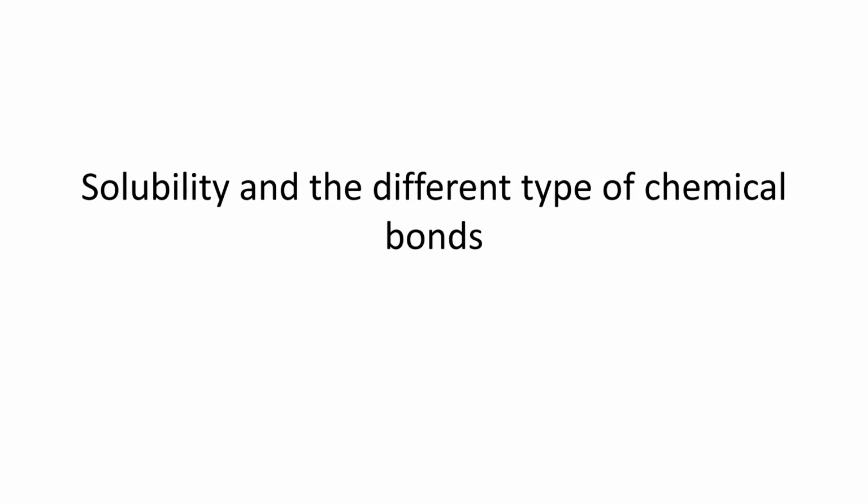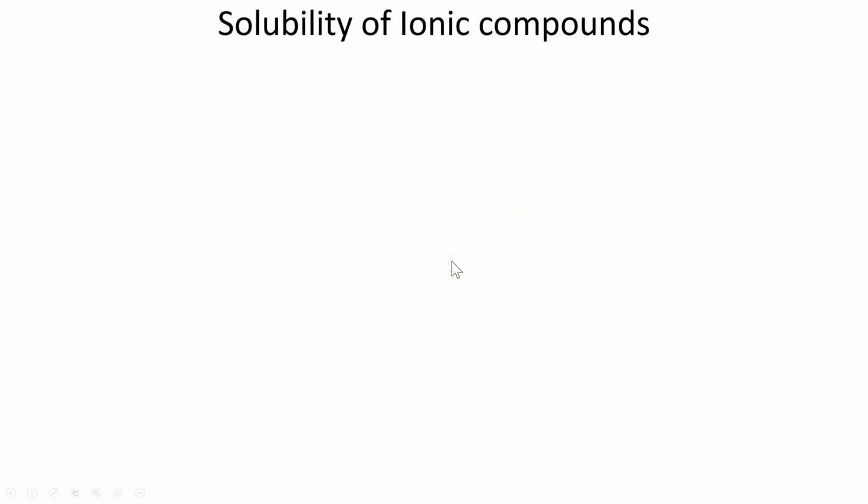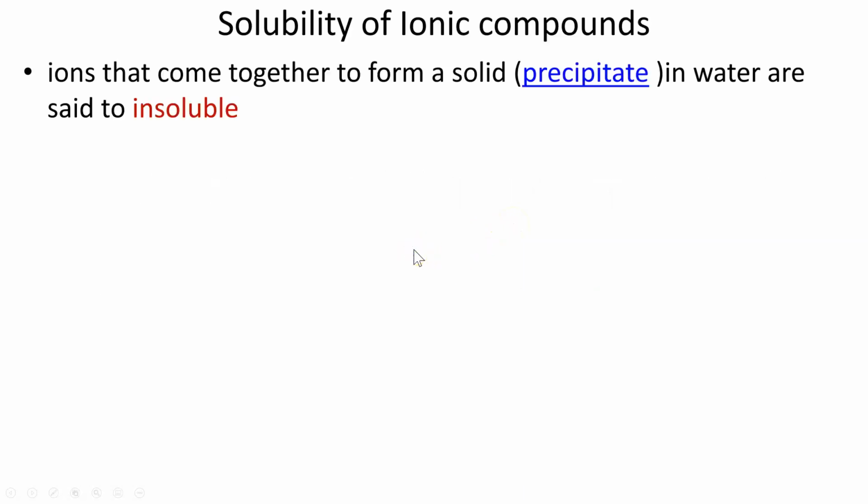So if it can dissolve in water, we call it soluble. If it can't, we call it insoluble. Another way of putting insoluble is also precipitation. See, precipitation may associate with rain, weather, but for chemistry, it's related to formation of a solid. So if you have a precipitate, you actually have a solid. So for ionic compounds, those that come together to form a solid or a precipitate are said to be insoluble.